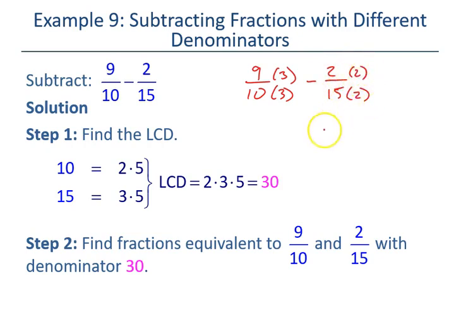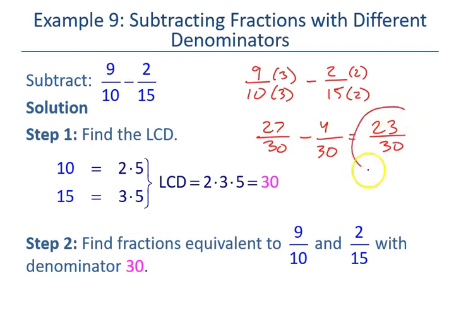And what I do to the bottom, I have to do to the top. Right here, I've got 9 times 3, which is 9, 18, 27 over 30, minus 2 times 2 is 4, and then we're going to have the 30 on the bottom. So when I do 27 minus 4, that's going to give me 23, all over 30. That right there will be our final answer. Notice that this worked out exactly the same way as it did with addition.